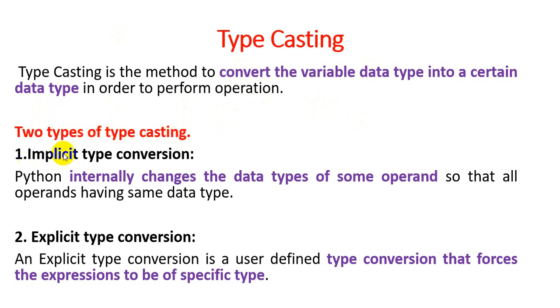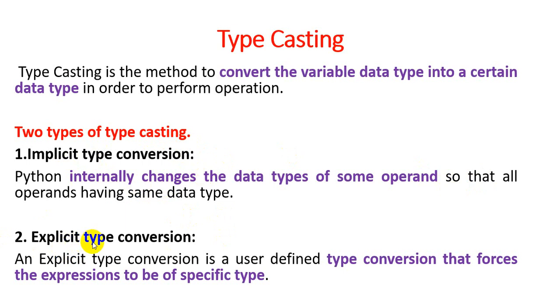One is implicit type conversion, that is automatic type conversion. Python internally changes the data type of some operands so that all the operands have the same data type. For example, if you are using an integer and a float, everything will be converted into float only. Generally, the lower data type is converted into the higher data type. This is known as implicit type conversion.